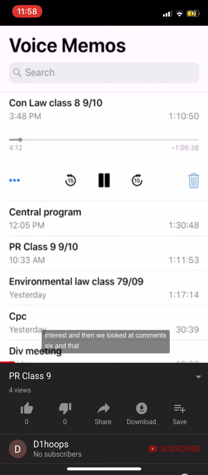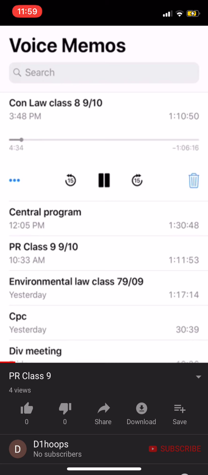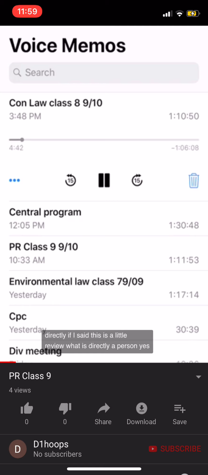And then we looked at comment 6, and that told us what these types of conflicts are. There are two types of conflicts under 1.7. One is the representation is directly adverse. What do you think directly adverse means? One of my students can tell us what directly adverse is. Yes. It goes directly against the client's interests. Goes directly against the client's interests.